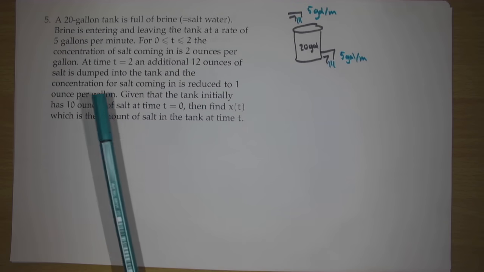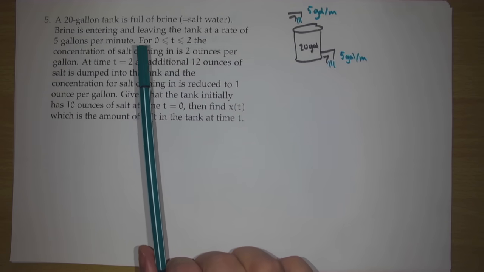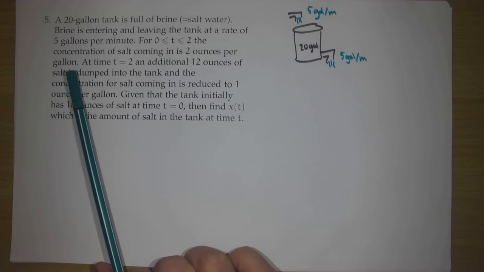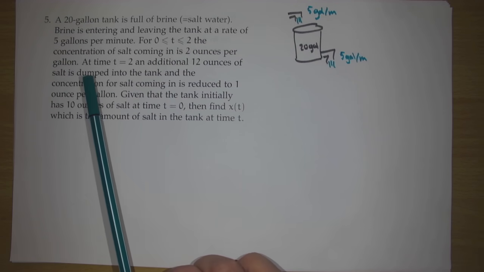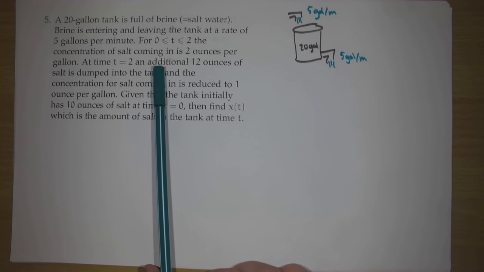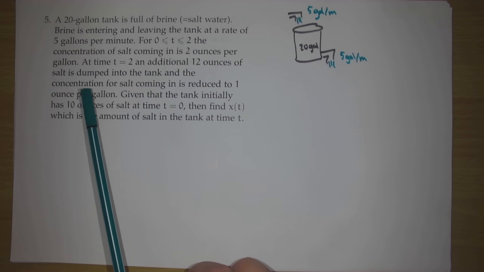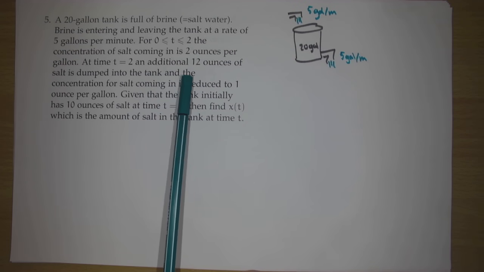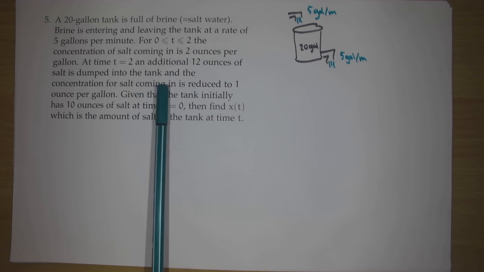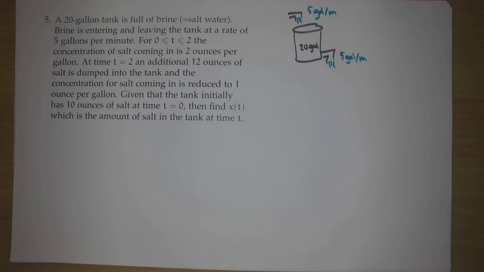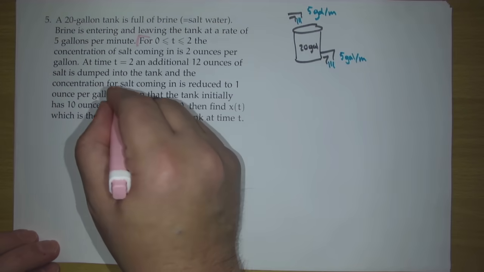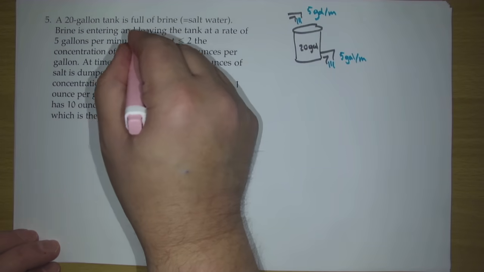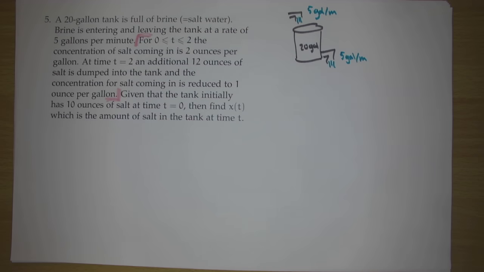Now we're told, between times 0 and 2, the concentration of salt coming in is 2 ounces per gallon. At time t equals 2, an additional 12 ounces of salt is dumped into the tank, and the concentration for salt coming in is reduced to 1 ounce per gallon. Okay, so there's a lot going on here. That sentence is like half the problem. So this is telling us about what's happening.